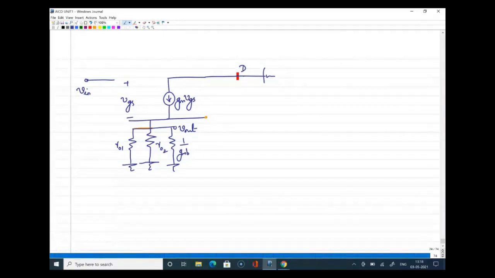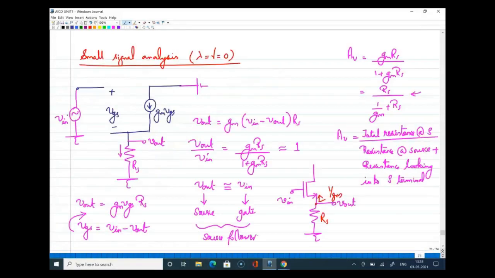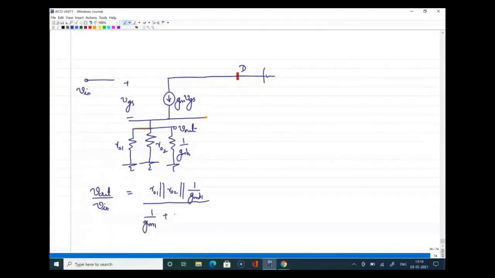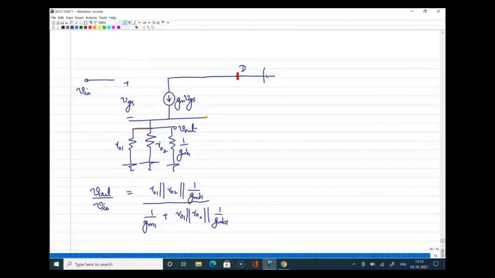Now, if I want to write V out by V in, can you just look at the previous observation we made, or can you look at this circuit diagram? The circuit diagram is same as before, right? In place of RS, now you have three resistors in parallel. One is R01, another one is R02, another one is 1 by GMB. So you can use the same formula, which is RS divided by 1 by GM plus RS. So in place of RS, you have R01 parallel R02 parallel 1 by GMB. I'll mark it as 1 because it is a first transistor, divided by 1 by GM1 plus the same resistance R01 parallel to R02 parallel to 1 by GMB1.